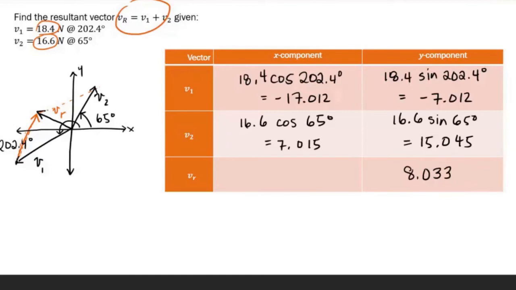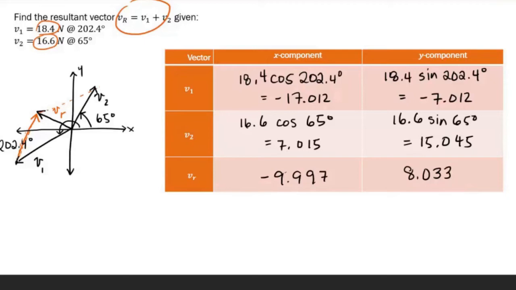But again, you don't necessarily need to take the time to write these down. Because we have a negative y component and quite a bit larger positive y component for the second vector, the y component of the resultant is going to be, in magnitude, in between the two of them. And then for the x components, we end up with negative 9.997.